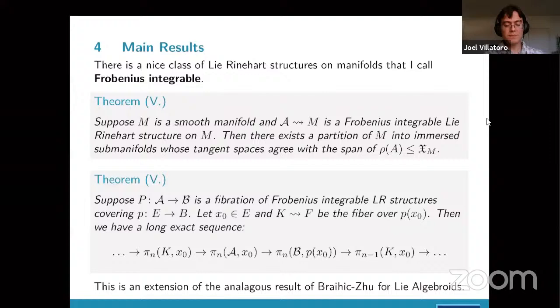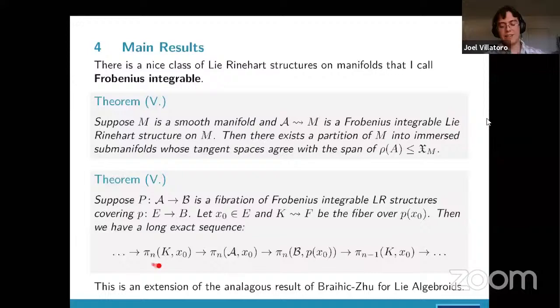And then the other theorem is the theorem that says that homotopy theory should work for this setting. If you have a fibration of Lie-Rinehart structures which have this property of being Frobenius integrable, then you actually get a long exact sequence in homotopy.